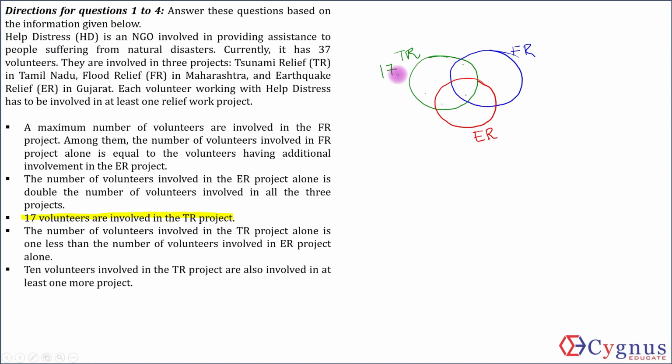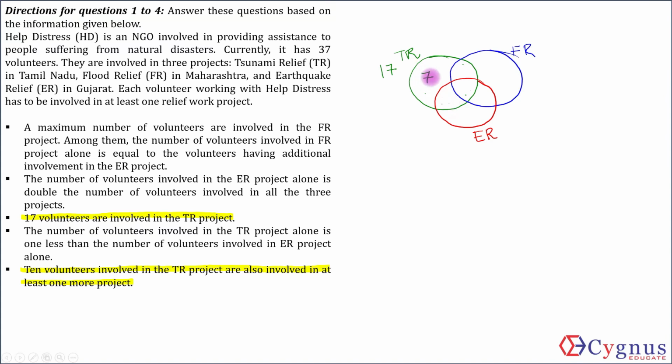Next data point that I get is 10 volunteers involved in the TR project are also involved in at least one more project. Coincidentally, this point also talks about the TR project, of which I already know a certain number. 17 people are involved in the TR project in all, out of which 10 are involved in at least one more project. That means they are not involved in only TR. They are either involved in TR and FR, or TR and ER, or all the three. So there are 10 people in these three areas, which means that there must be 7 people here.